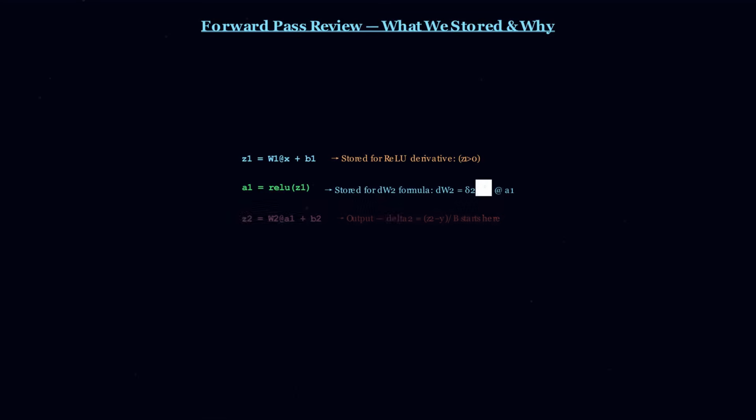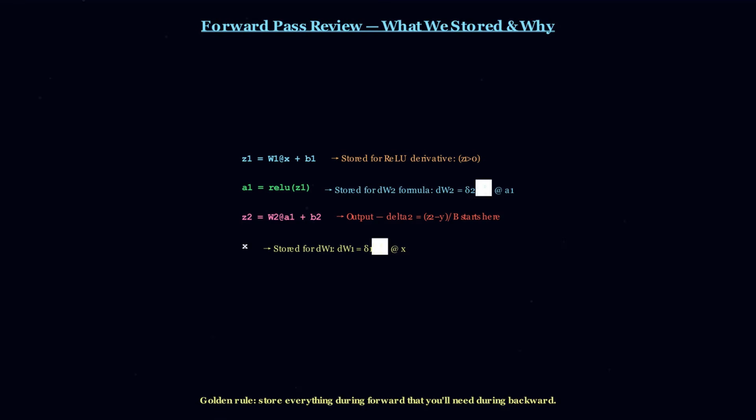Quick review of what the forward pass stored, and why each value matters for backprop. z1 equals w1 times x plus b1. We stored z1 because the derivative of ReLU depends on whether z1 was positive or negative. Specifically, ReLU prime of z is 1 if z is greater than 0 and 0 otherwise. a1 equals ReLU of z1.